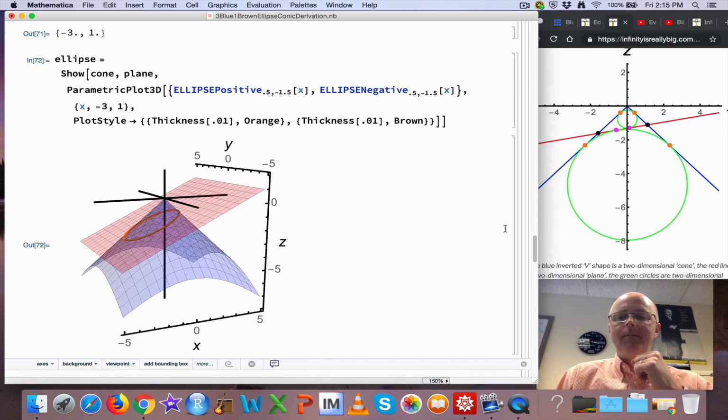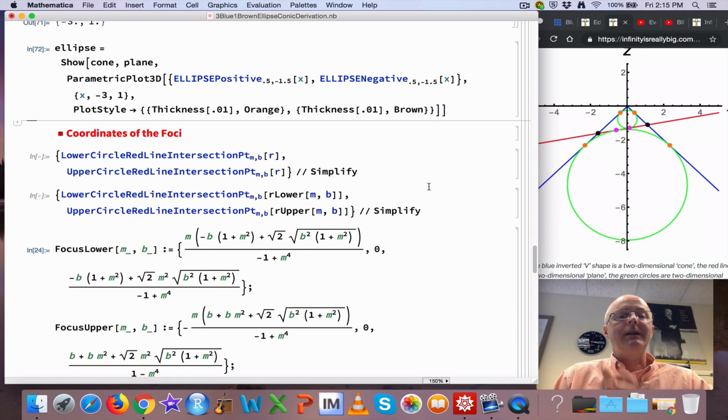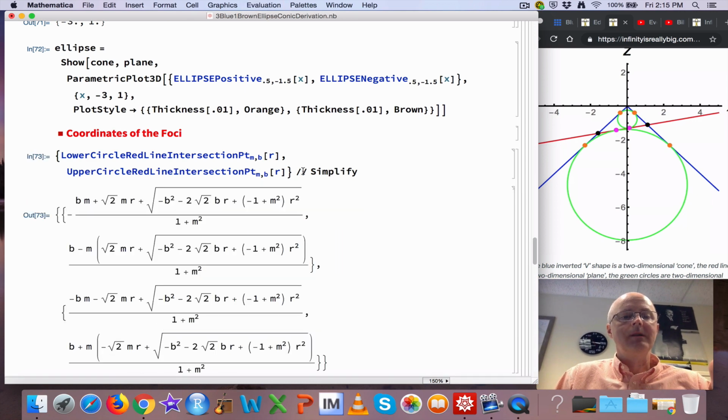Okay, so we are building up. We're getting close here. Now it gets even more complicated. I want the coordinates of the foci of the ellipse, the pink or magenta dots. Okay, I used lower circle red line intersection point and upper circle red line intersection point before in the two-dimensional situation for the x coordinates of those two pink points as functions of r. Here they are again. Kind of complicated.